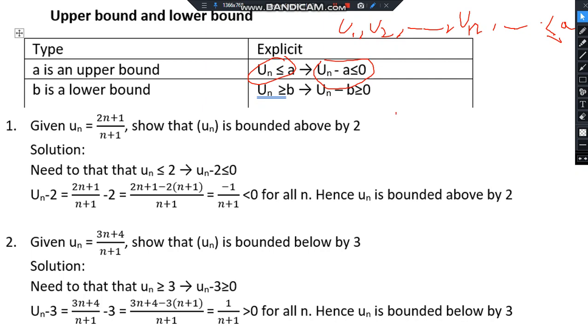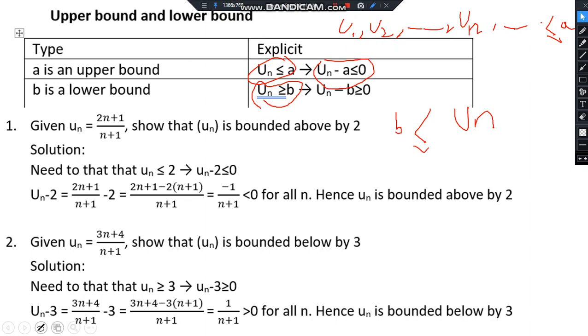Lower bound, to the contrary: b is a lower bound. It means all the terms of the sequence un are bigger or equal to b. It means un minus b is bigger or equal to 0. So if a is an upper bound, un minus this number must be negative. For a lower bound, un is bigger or equal to all these numbers, so un minus b is bigger or equal to 0.